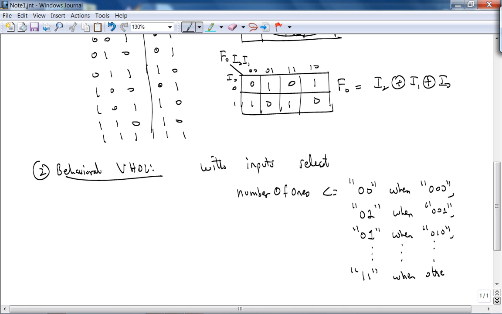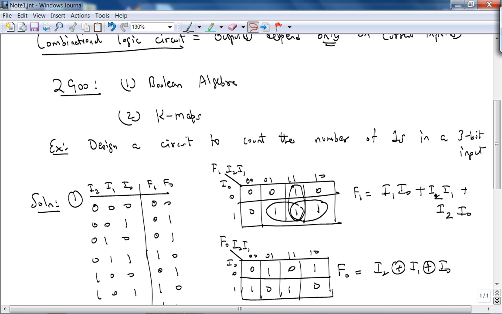But the bottom line is, the synthesizer will do the minimization and so on that's necessary, so you can specify this behaviorally. One big idea behind 2900 is Boolean algebra. And we also talked about combinational logic building blocks.